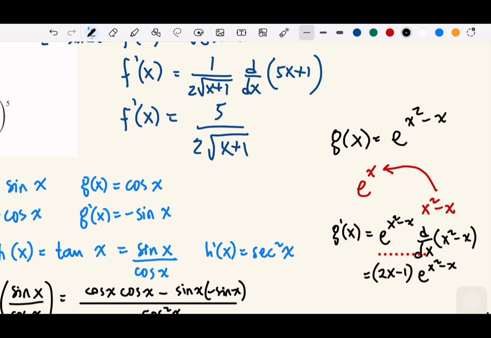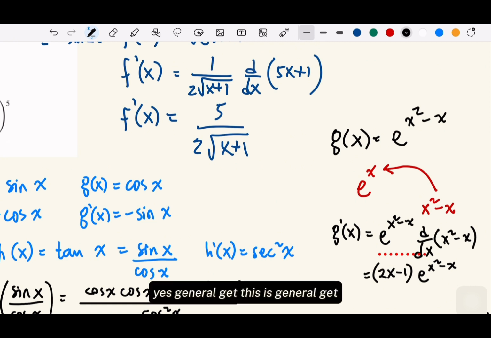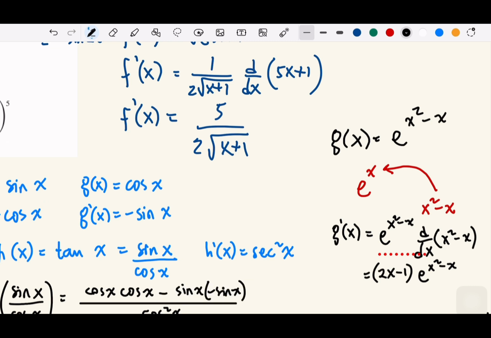Another question. Yes. That question. Is that one another application of the chain rule? Yes. Chain rule, yeah. This is chain rule. 2x minus 1 times e to x squared minus x. That's the derivative. Yes.